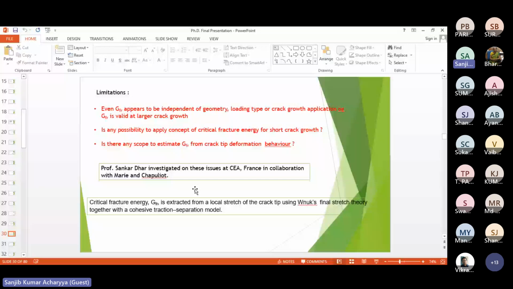crack tip. From a local stretch of the crack tip. For calculating this, he used Nook's final stress theory together with a cohesive traction separation model. This cohesive traction separation model was used to simulate the crack growth phenomena where the surfaces are being separated. And Nook's final stress theory was to connect the plastic stretch with the energy balance or energy level. So using these two ideas, he did some investigation.